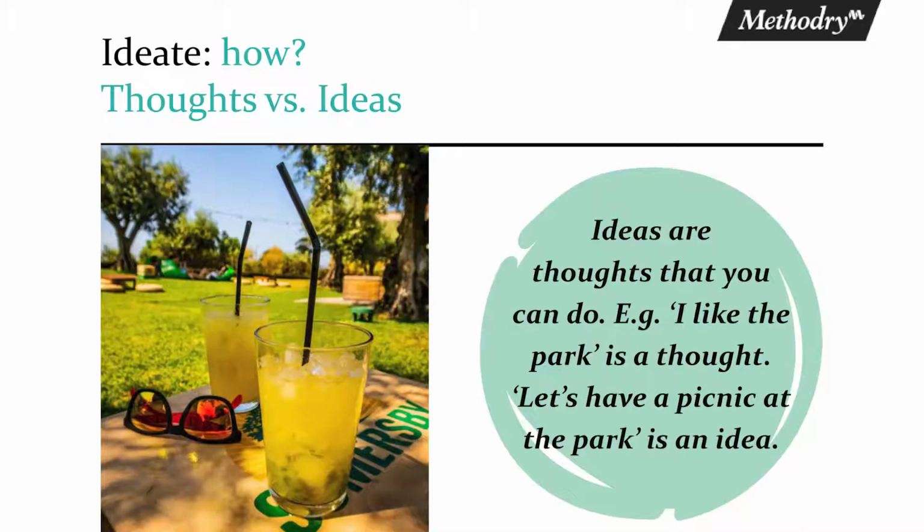Before we get into that, however, there's an important thing that we need to look at, which is the difference between a thought and an idea. A thought isn't really going to help us to solve the problem, whereas the idea will. So ideas are thoughts that you can do. For example, "I like the park" is a thought, whereas an idea is, "let's have a picnic in the park." It's an idea that you can do. I like the park, therefore I think we should do something in the park, let's have a picnic. So it's a subtle difference, but an important one. We want to come up with ideas rather than thoughts.